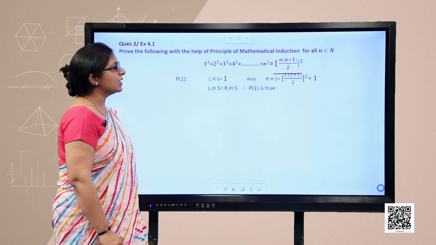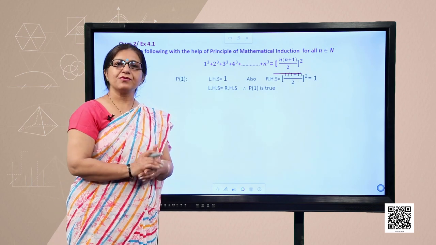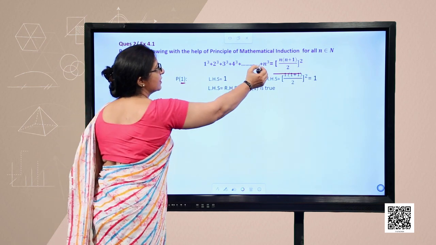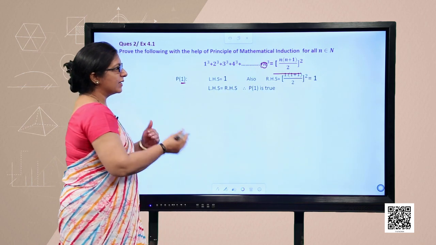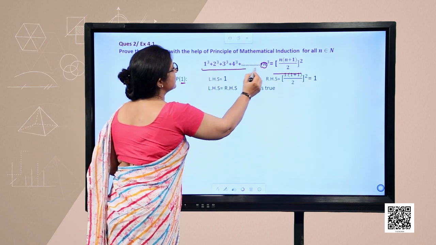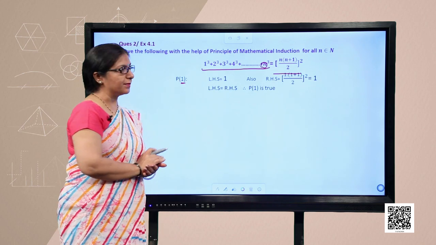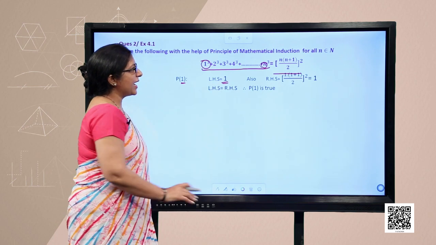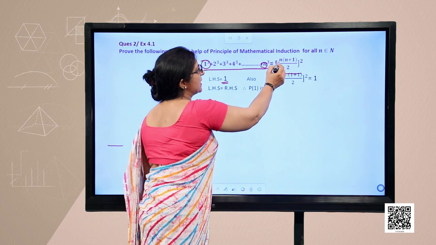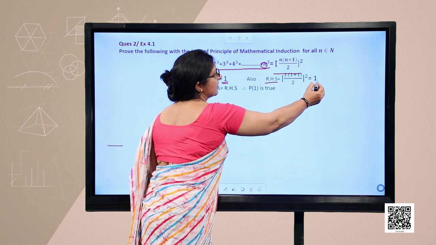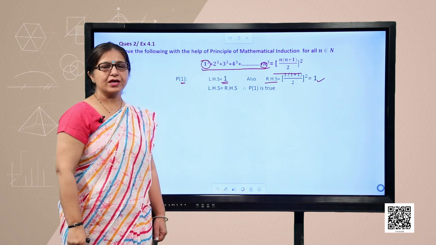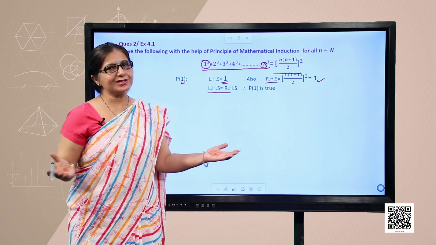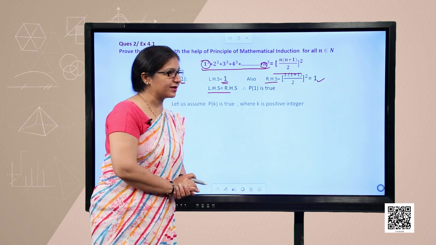How do we proceed further? First, as I told you, we will verify it for P1. Replacing n by 1, in the left hand side, 1 means only one term, one term means first term. The left hand side is 1 and on the right hand side, we will just replace the n by 1 and we will get this as also 1. Therefore, left hand side is equal to right hand side and P1 is true. Now we can proceed further.